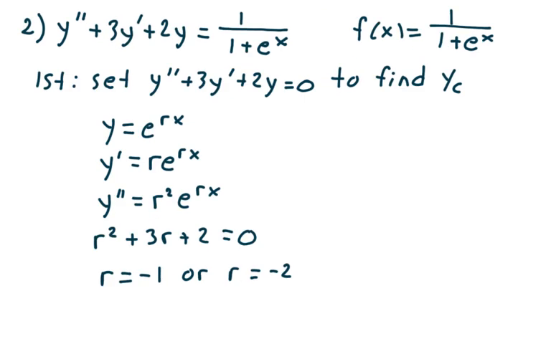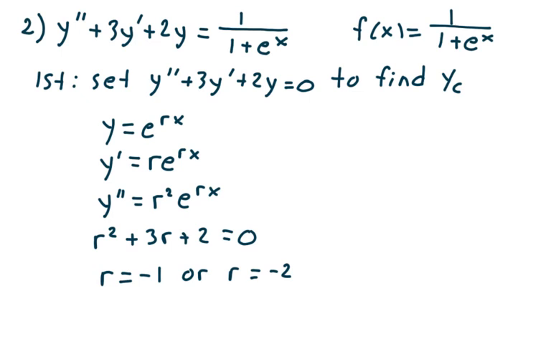Let's take a look at example 2. Suppose we have y double prime plus 3y prime plus 2y equals 1 over 1 plus e to the x. My f of x is equal to 1 over 1 plus e to the x. Just like in example 1, we're going to set y double prime plus 3y prime plus 2y equal to 0 to find the complementary solution, y sub c.